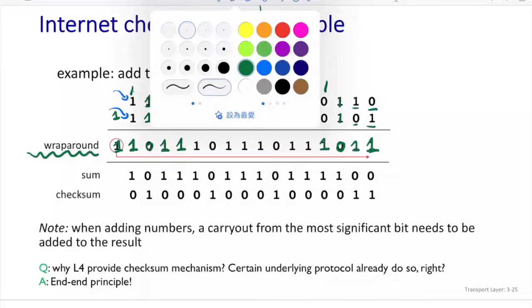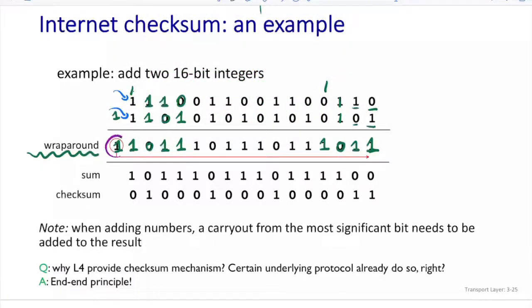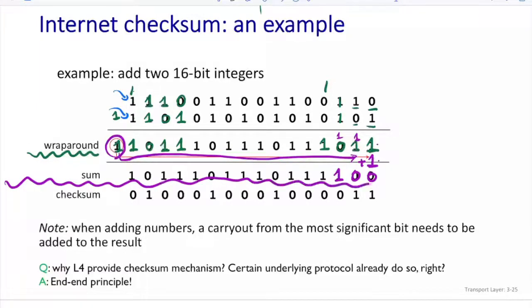If we have one more bit right here, we simply put this value to the end of this result, and then 1 and 1 is 0, carry 1. 1 and 1 is 0, carry 1. 1 and 0 is 1, and so on and so forth. So the result is right here. You can simply use this way, okay?